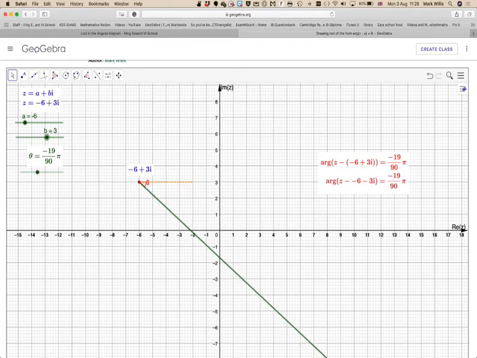This is the argument of z plus 6 minus 3i is minus 19 over 90 pi. Okay, so we've got this GeoGebra applet here, which might quite help you. I'll put it in the notes of the video.